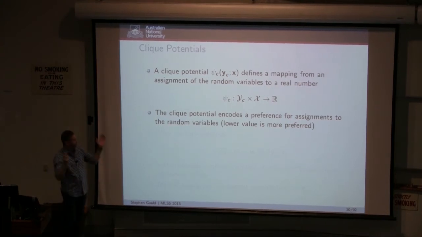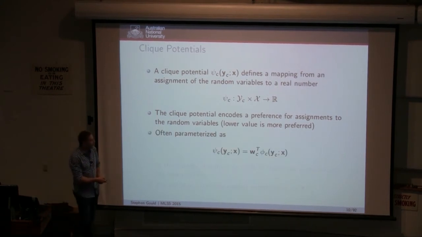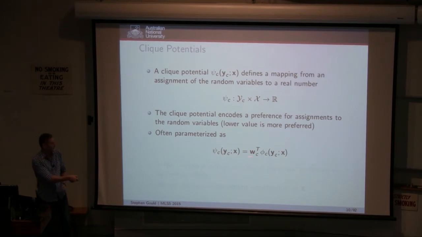And so you can do this for all the different cliques in your model. They assign these preferences, and they're often parameterized as a dot product between a weight vector and a feature vector. And this is important when we get to learning, okay?